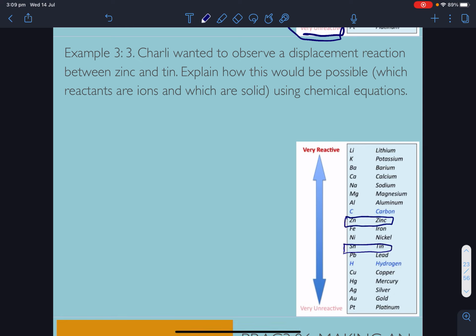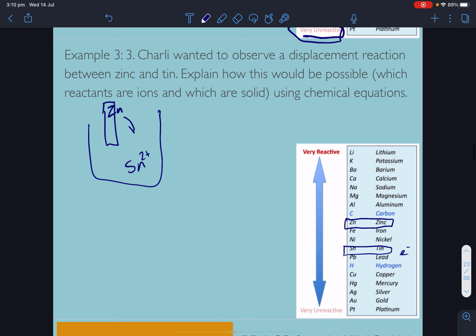Okay, tin is more unreactive, so tin likes electrons more. So if we want a reaction, what we're going to have is tin in solution. It's going to steal the electrons. So we need tin in solution, and we need solid zinc. Okay? Because tin is more unreactive, tin is going to steal electrons away. So zinc is going to go into solution, and tin is going to coat that one.